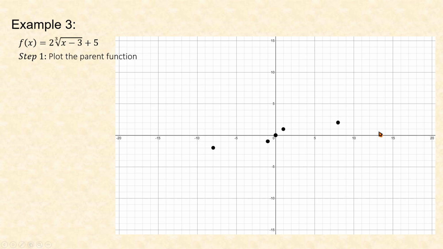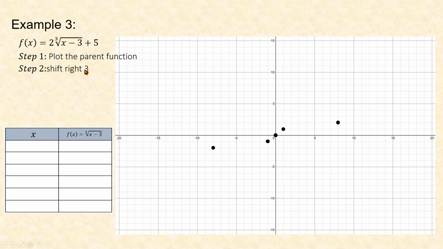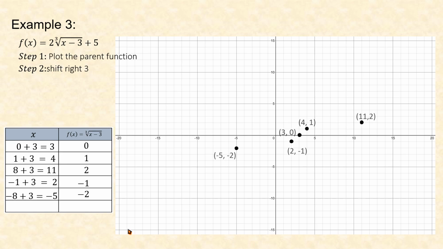And then step number 2 is I want to shift right 3. Right? That's -3 there. That means I shift right 3. That means I add 3 to all my x values. Right? So all the y values stay the same. X values, I add 3. So I add 3 to all these values, and I get these new points. And what that does to my points is it goes to the right 3. Okay?